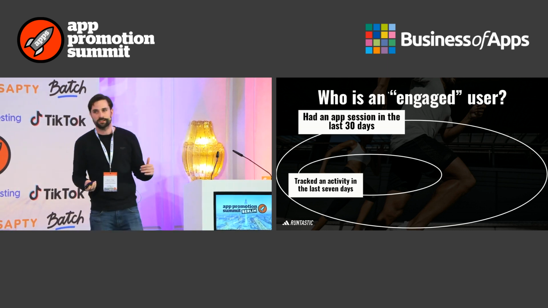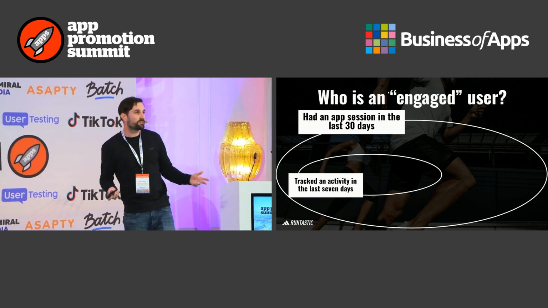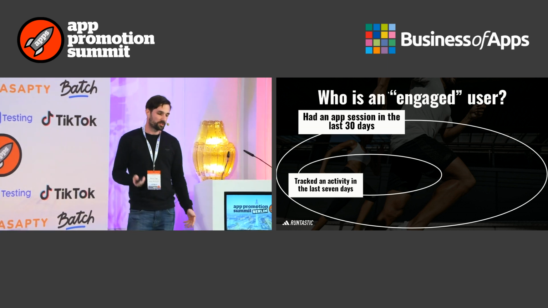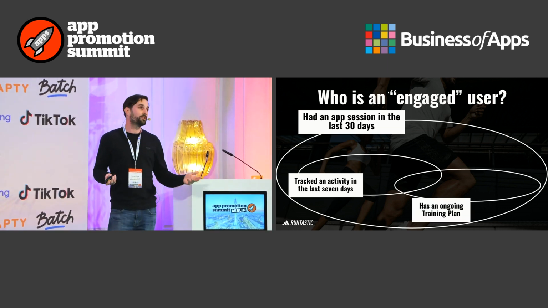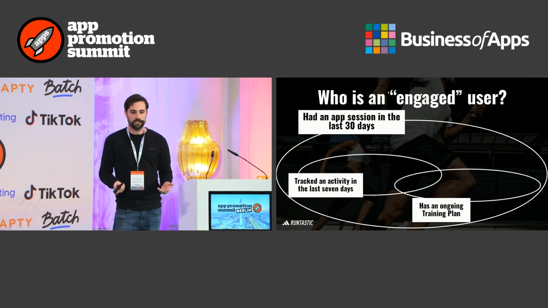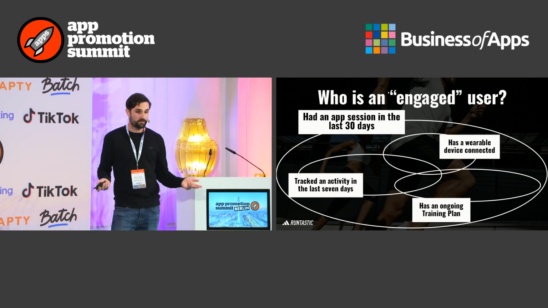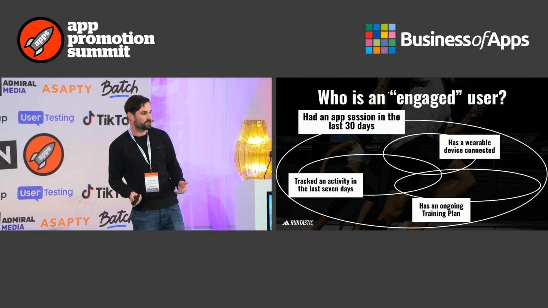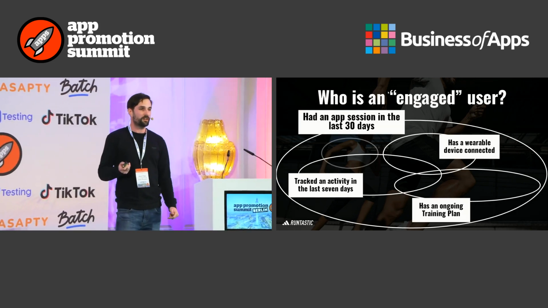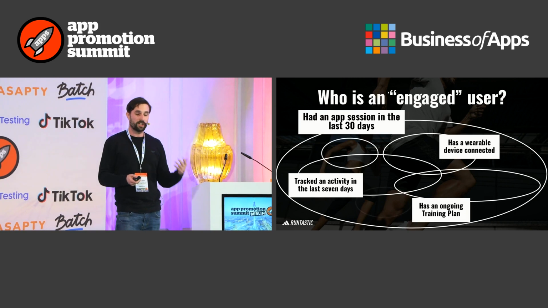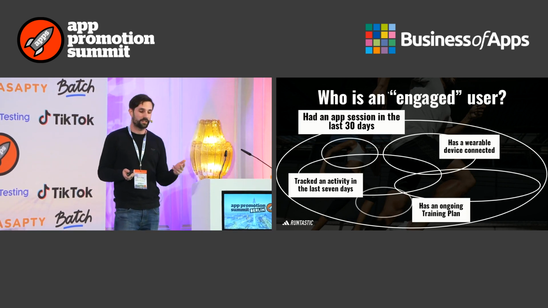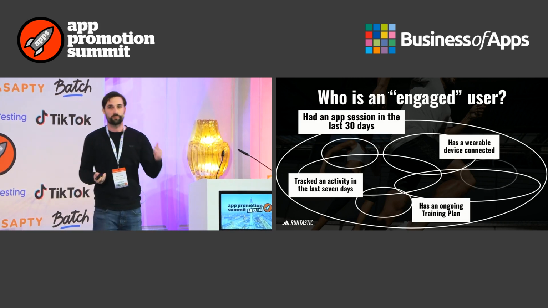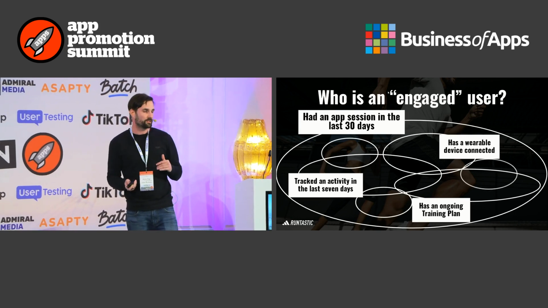There are certain clusters that we are identifying with our attribution model. So also, if you have an ongoing training plan, that's a good indicator. Or, as I said, if you have a wearable device connected, that's also a very good indicator that you're probably an engaged user. In fact, we currently have more than 130 different attributes that we are analyzing to identify which engagement level you are on as a user.